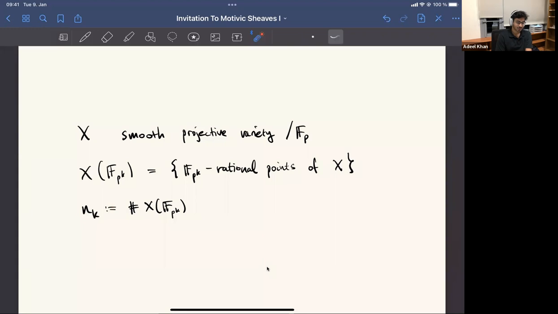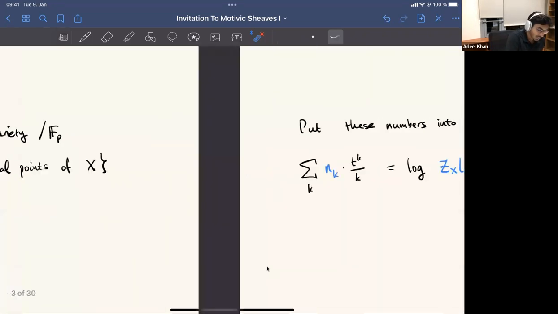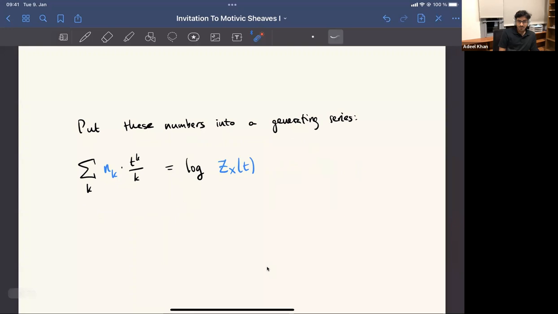That's the object that Weil was interested in trying to understand. So the idea is, you put these into a generating series, as one does. This gives a sort of zeta function, which is just the exponential of this generating series. So we've put all the things we're interested in into one huge generating series, and that's the thing we're trying to understand now.